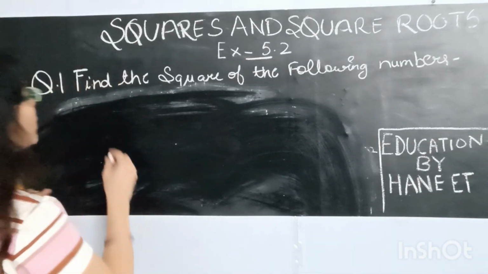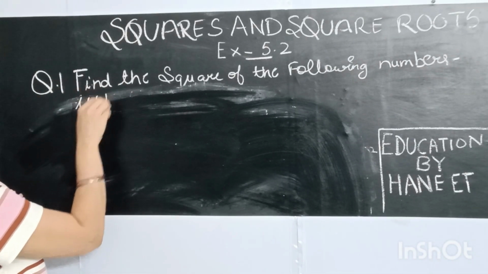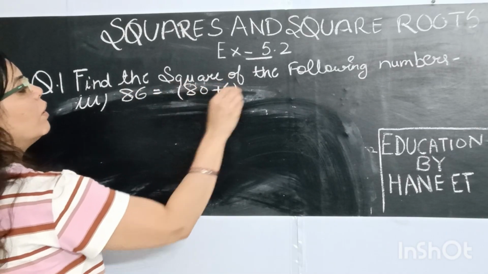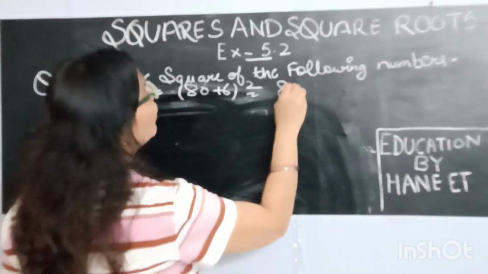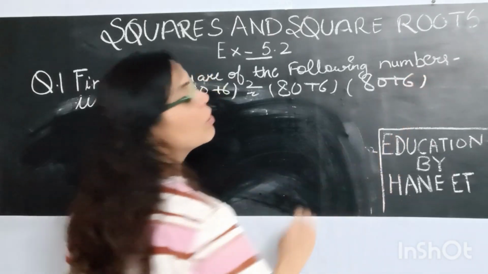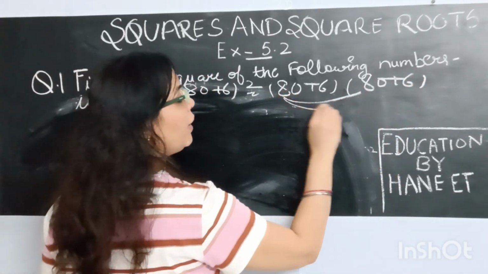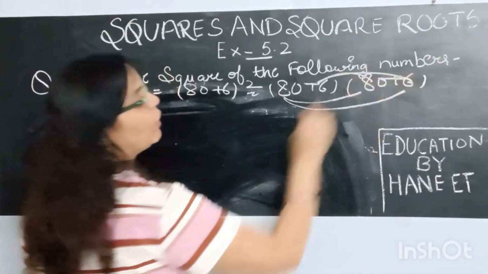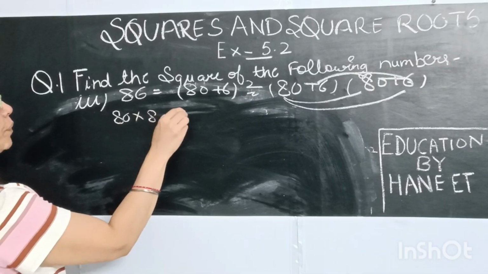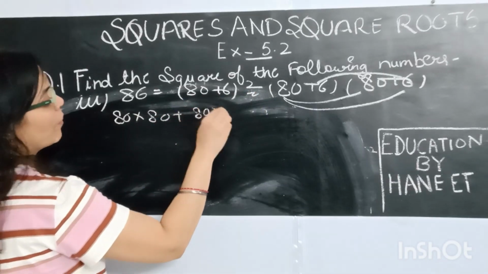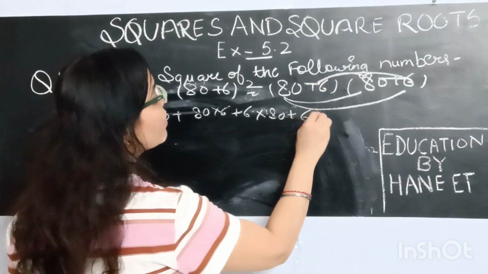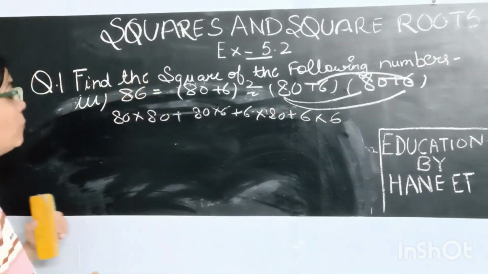So the third part says 86. So we can break 86 as 80 plus 6 whole square. Okay. So let's write it here. 80 plus 6, 80 plus 6 two times. 80 into 80, 80 into 6, 6 into 80 and 6 into 6. So 80 into 80 will be, then plus 80 into 6, then 6 into 80, this one, then 6 into 6, right?